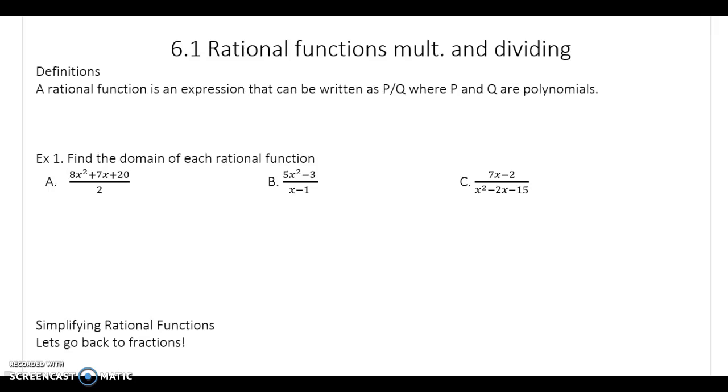All right, so we have rational functions, multiplying and dividing. So a rational function is an expression that can be written as p over q, where p and q are polynomials. So in other words, it's a fraction with a polynomial on the top and a polynomial on the bottom.